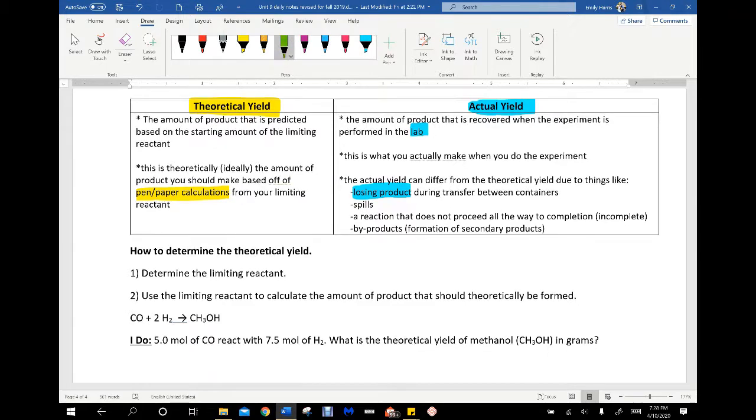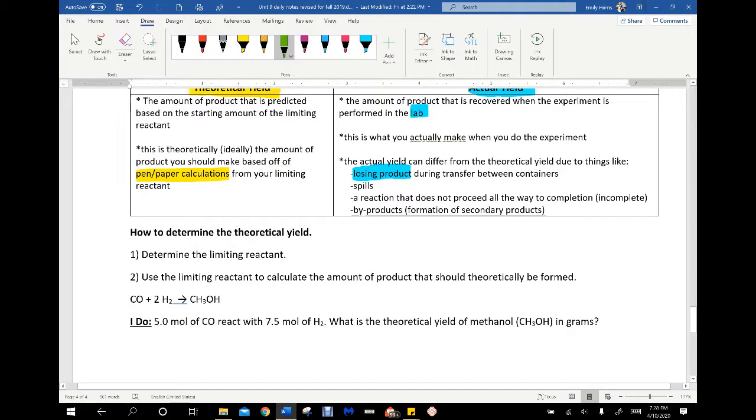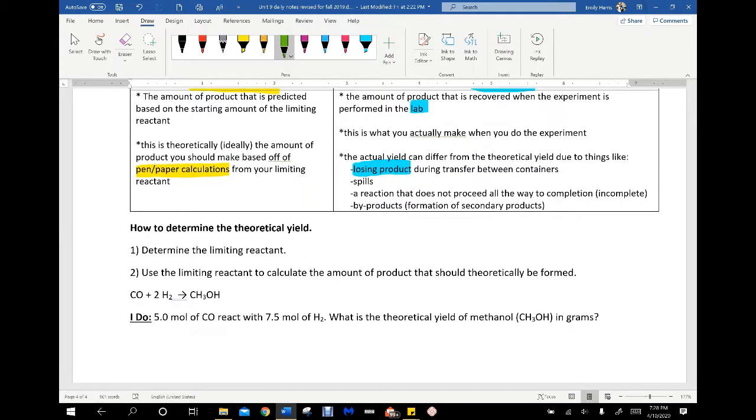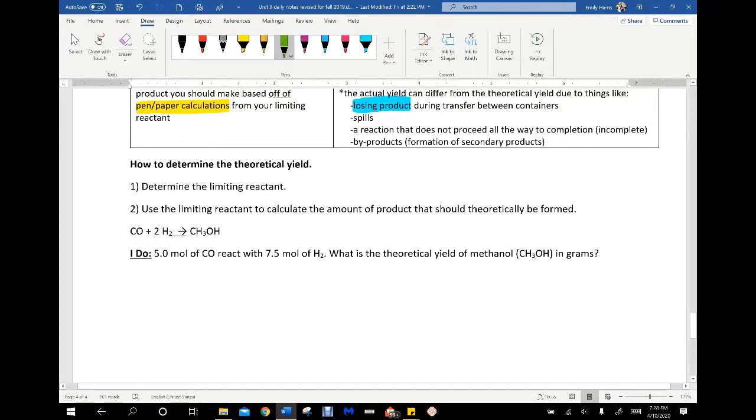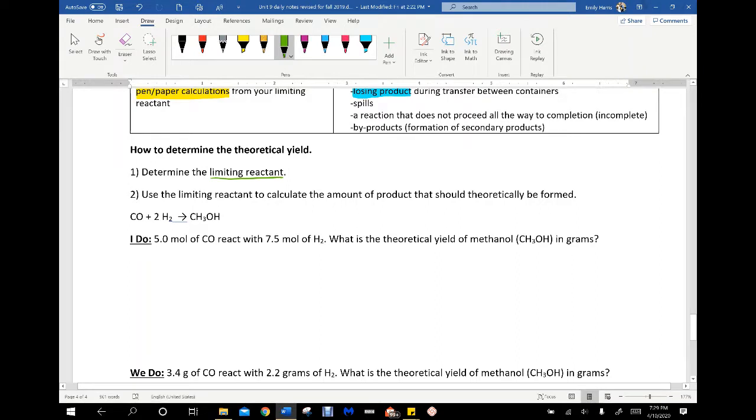All right, so how to determine the theoretical yield? Step 1, determine the limiting reactant. Step 2, use the limiting reactant to calculate the amount of product that should theoretically be formed. Again, the reason we have to determine the limiting reactant is that it's going to limit the amount of product that we can make. We've got our equation here, and they give us our two reactants: 5 moles of carbon monoxide reacting with 7.5 moles of hydrogen.